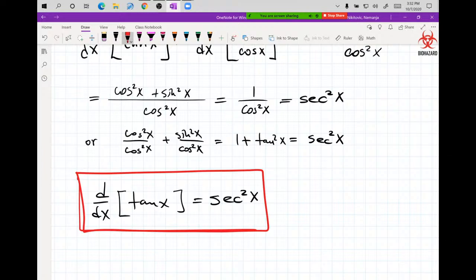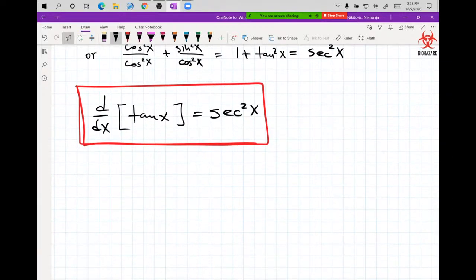All right, one more, and it's going to be the same deal. What is the derivative of secant x? How would you approach this one?